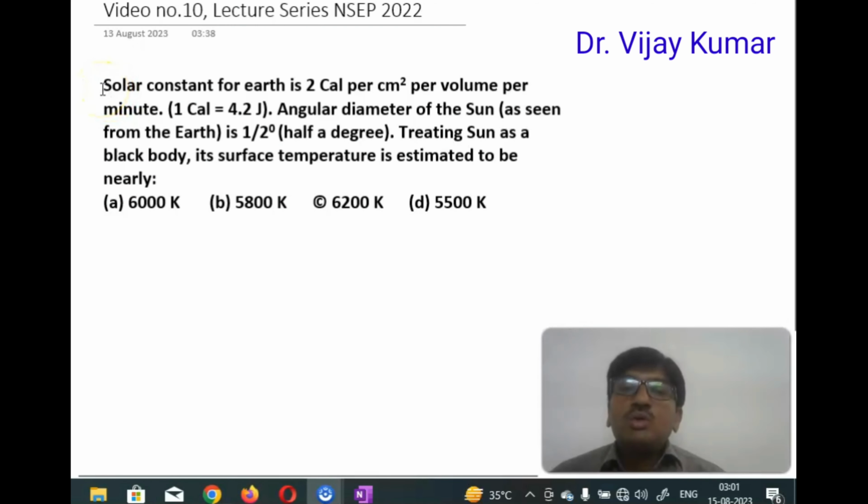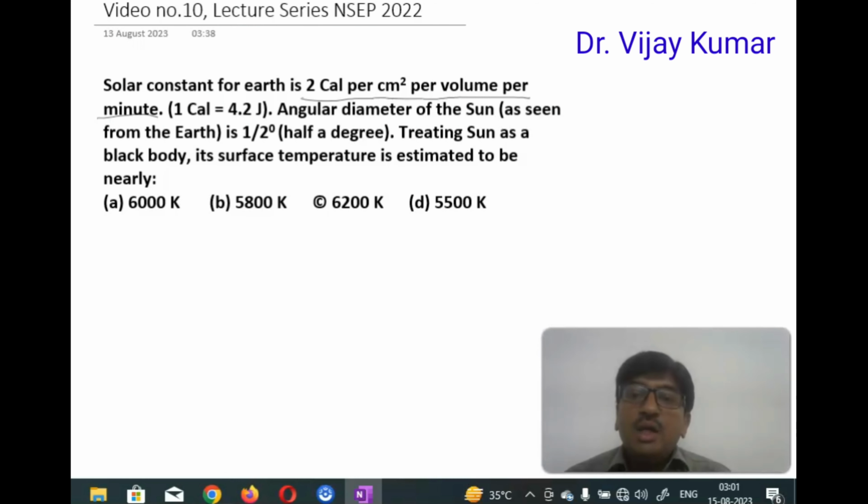The problem is: the solar constant of Earth is 2 calorie per centimeter square per minute. 1 calorie is equal to 4.2 joule. The angular diameter of the sun as seen from the earth is half degree. Treating the sun as a black body, its surface temperature is estimated to be nearly, and the options are 6000 Kelvin, 5800 Kelvin, 6200 Kelvin and 5500 Kelvin.